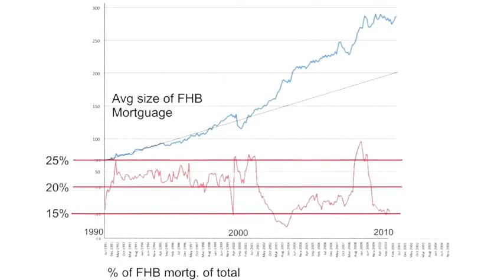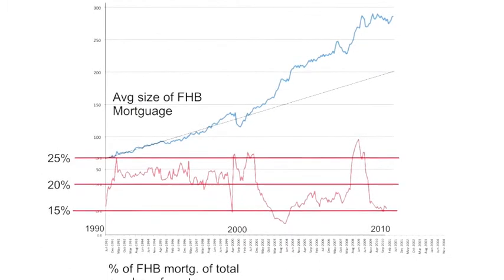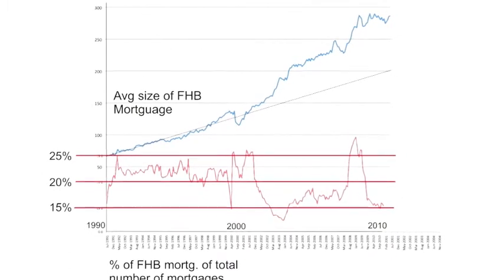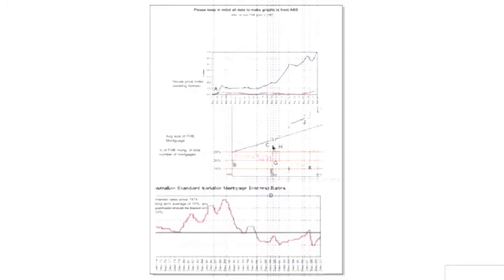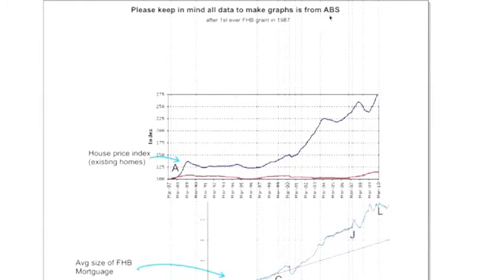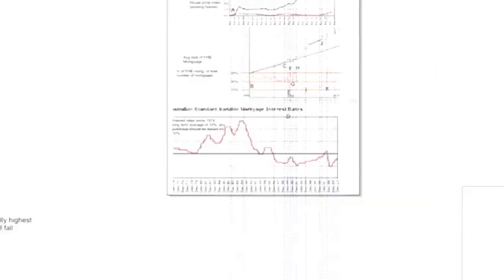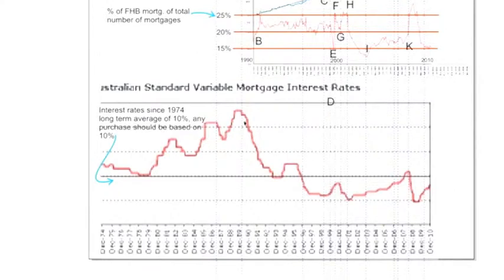I want to explain further why I feel investors have been the main cause of pushing the average first home buyer mortgage to unaffordable levels. So in addition to the first two graphs, I've also added two more graphs from the Australian Bureau of Statistics. The first one here is Australia's house price index, the relative value of houses in Australia from 1987 to 2010. And down the bottom here is the interest rate changes over that time.